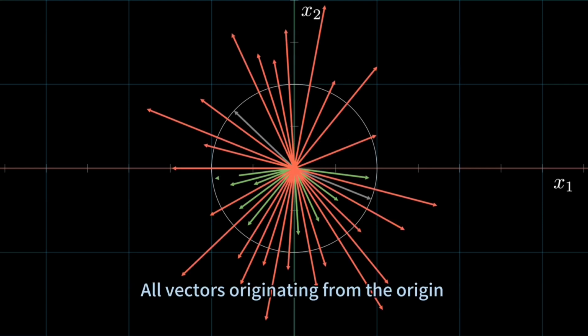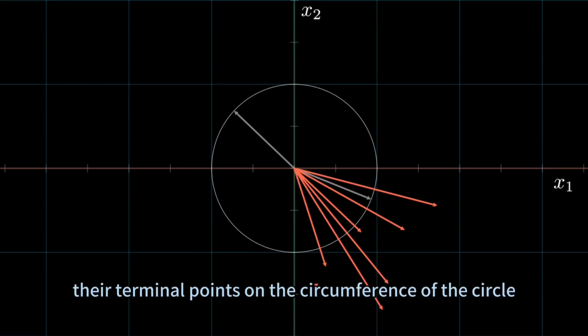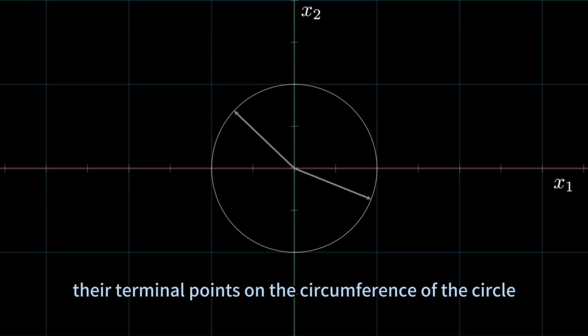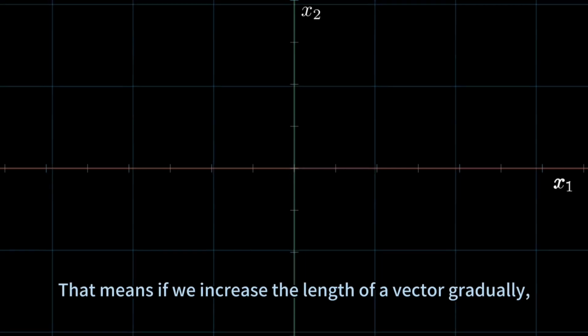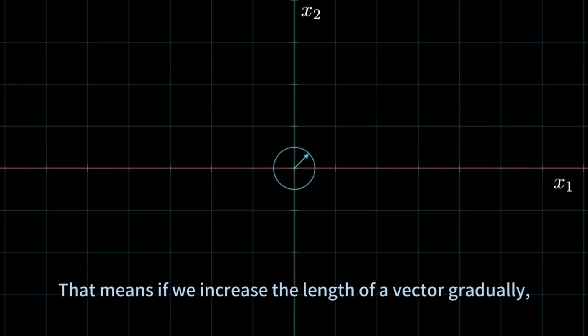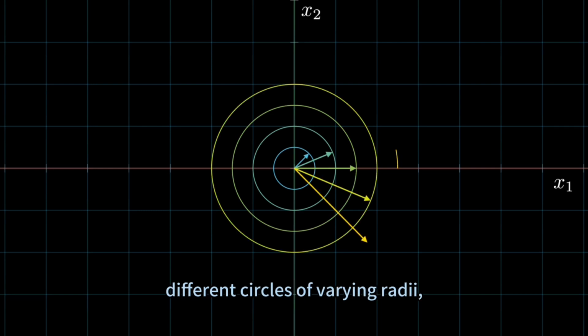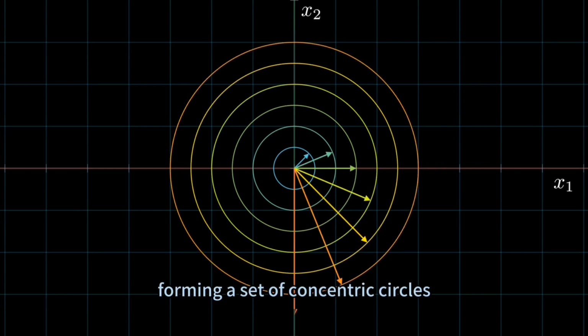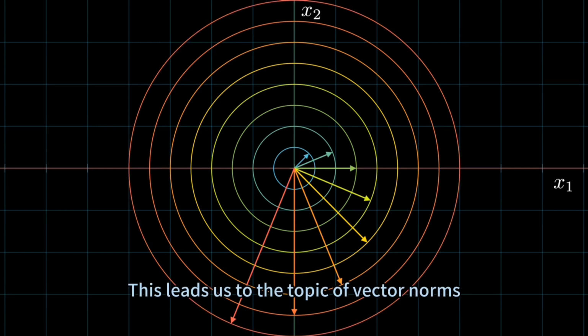All vectors originating from the origin and having the same length will have their terminal points on the circumference of a circle with that length as its radius. That means if we increase the length of a vector gradually, its terminal point moves along different circles of varying radii, forming a set of concentric circles. This leads us to the topic of vector norms we'll discuss very soon.